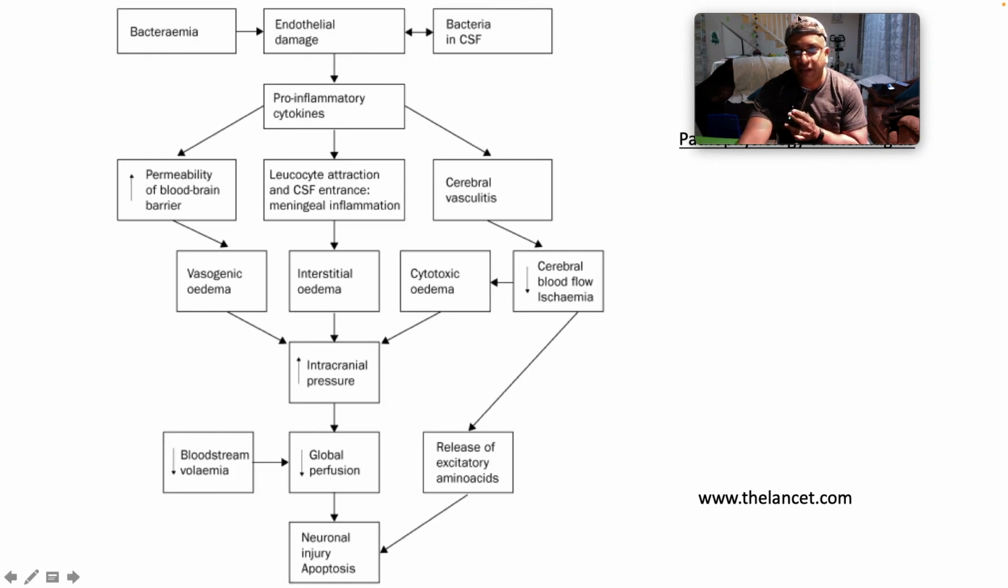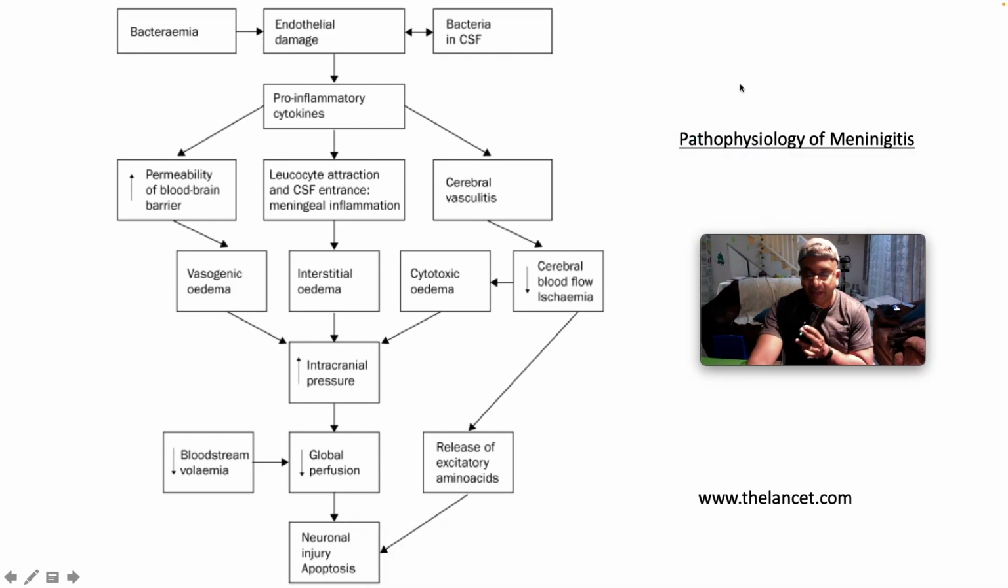If you're looking specifically at bacterial meningitis, what's the underlying pathobiology? You have bacteremia, which causes endothelial damage, and hence bacterial translocation into the CSF, which also mediates endothelial damage. As a result, you have the release of a cascade of pro-inflammatory cytokines. These cytokines do one of three things, or all three. They increase permeability of the blood-brain barrier, which leads to vasogenic edema. They cause chemotaxis, or leukocyte attraction and CSF entrance, which mediates meningeal inflammation.